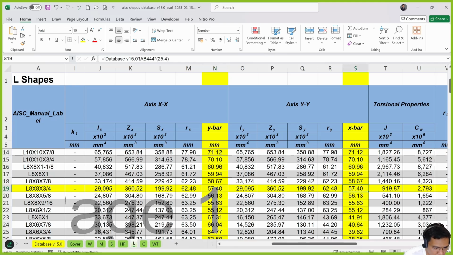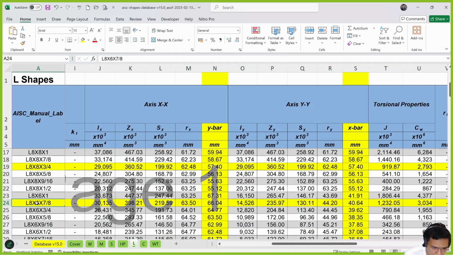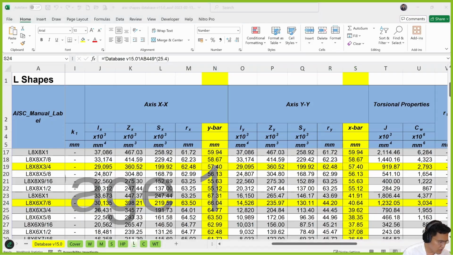So hanap tayo ng unequal angle. Ito yung 8 by 6 by 7 over 8. Unequal to, yung length ng leg, so you could see na iba din yung value. Sige, so let's go back on the PowerPoint.